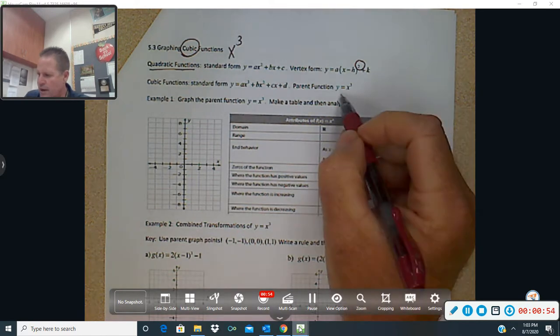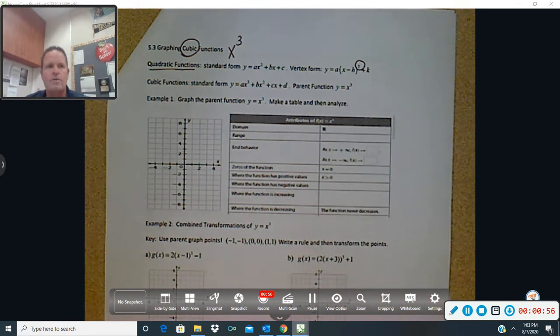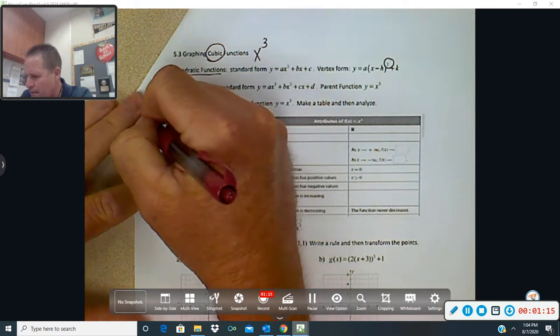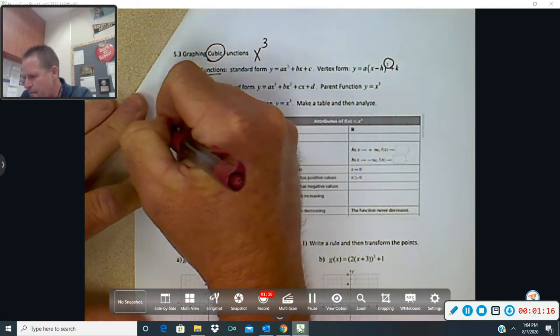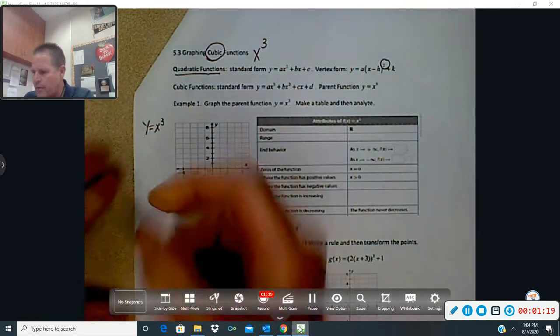The parent function is y equals x cubed. So the parent function is the one that all the other functions are formed from. One of the things you're going to hear me say a lot whenever we do the graphing in this class is when you don't know what the picture looks like, you've got to start with a table, and you want to start with the most basic of the functions. That would be the parent function, y equals x cubed.